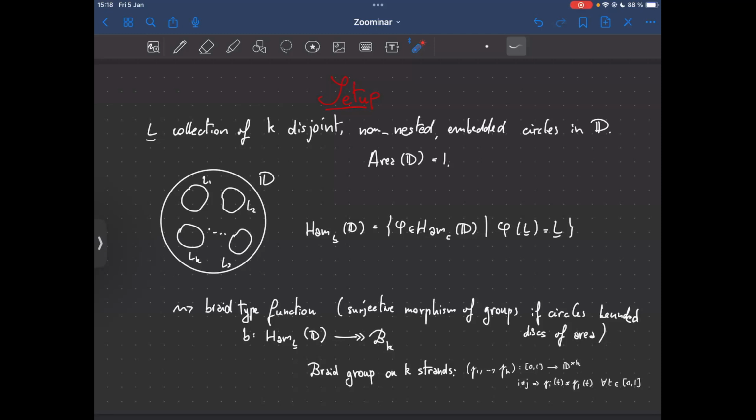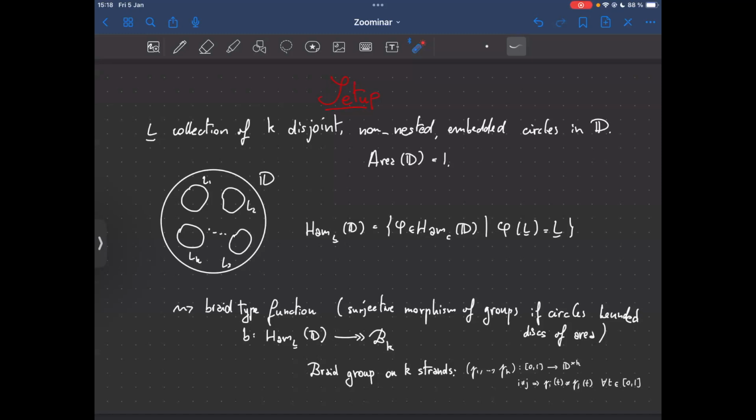of the disk, which we denote by Ham_L of D. So it is made up of those diffeomorphisms that preserve the collection of circles as a whole. So throughout the talk, if I say Lagrangian link, Lagrangian configuration, or something like that, I always mean this collection of disjoint circles.